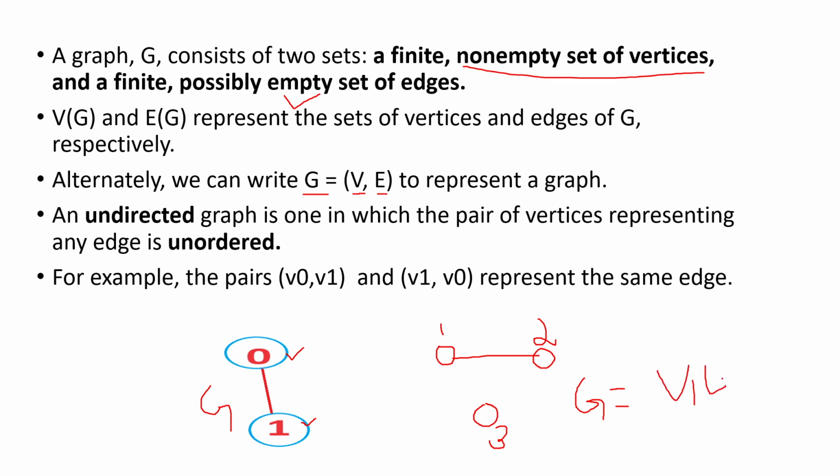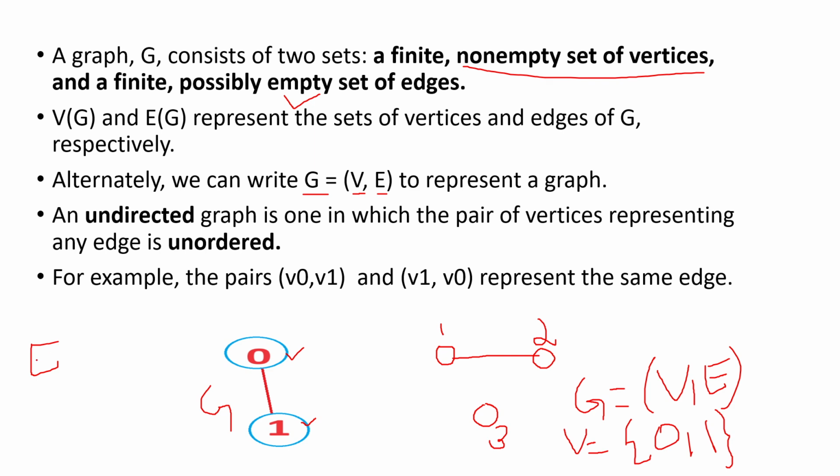V, E. With reference to this small graph, what is the list of vertices? The list of vertices is 0, 1. 0 is a vertex and 1 is a vertex. And what are the edges?